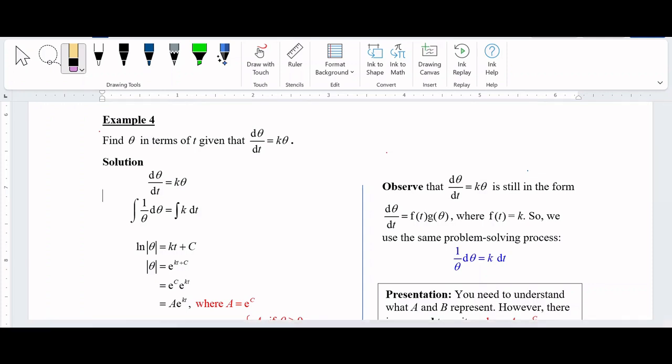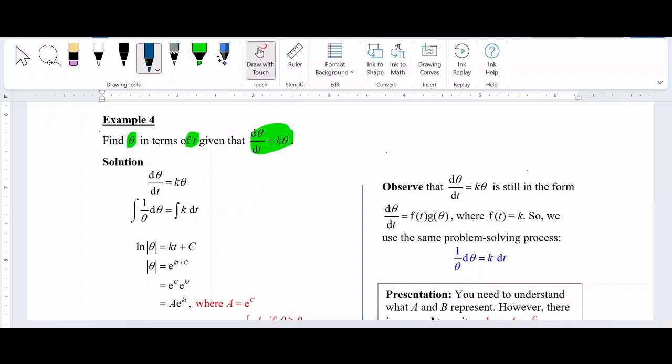Let's look at this example. We are asked to find theta in terms of t and it satisfies this DE. Okay, so this is just a different way of asking you to solve for the general solution of this DE. Okay, now let's examine this DE.